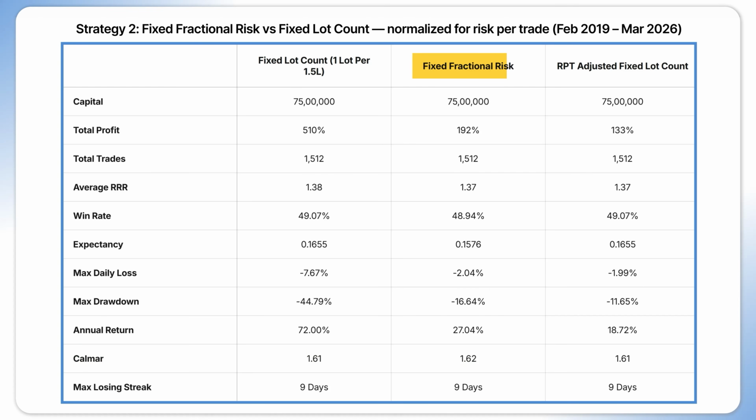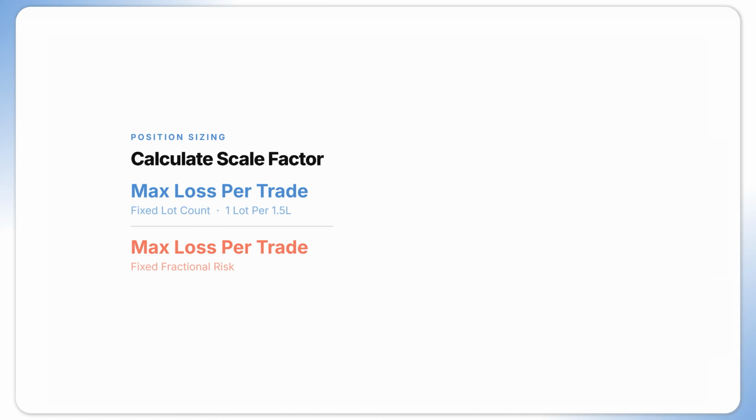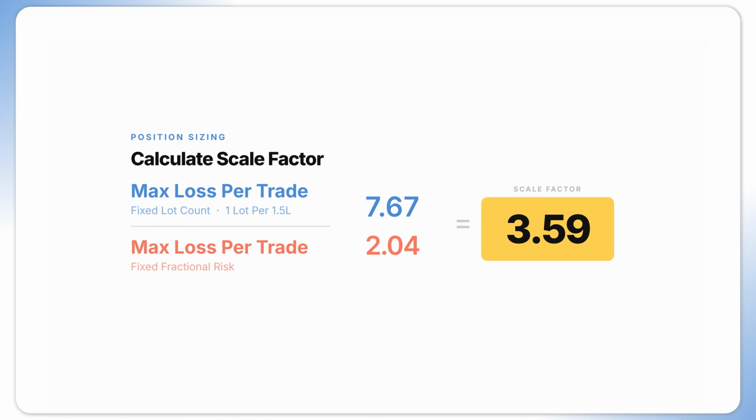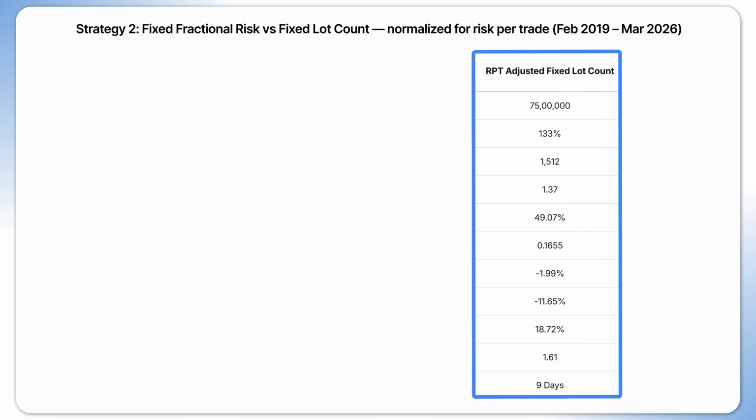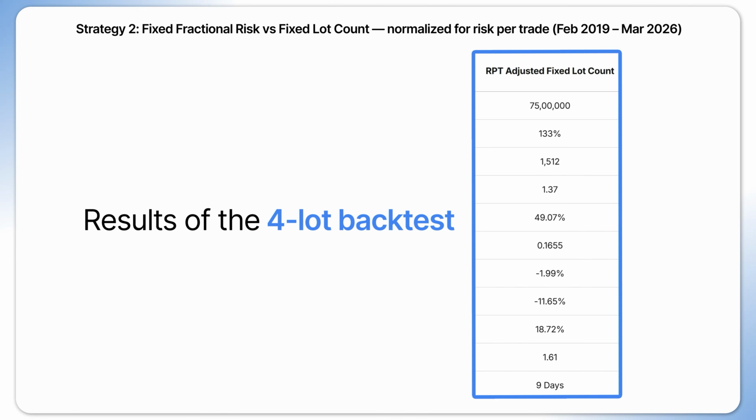Now, in the fixed fractional risk backtest, you have a max loss of 2%. In the one lot backtest, you have a max loss of 7.67%. You would want to downsize the one lot per 1.5 lakh kind of backtest by a factor of 7.67 divided by 2.04, which comes out to be 3.76. Let's round it off to 4 lots. Okay. And in column 3 here, you see the results.